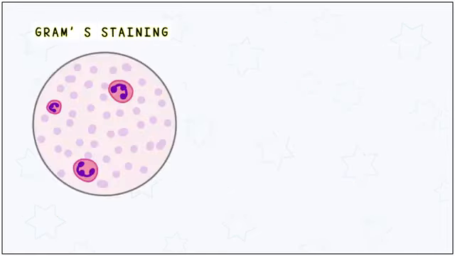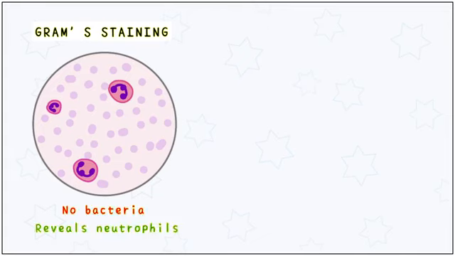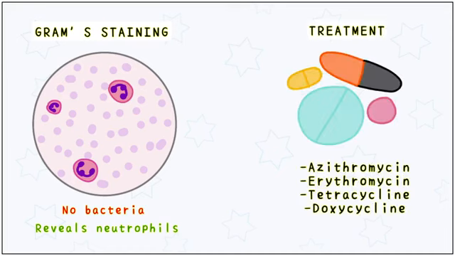For the diagnosis of chlamydia, it is important to remember that gram staining reveals no bacteria. Neutrophils are present, indicating pyuria. This is a common question that can be asked in the form of MCQs. Chlamydia cannot be cultured on inert media because it is an intracellular organism. For the treatment, we use azithromycin, erythromycin, doxycycline, and tetracycline.